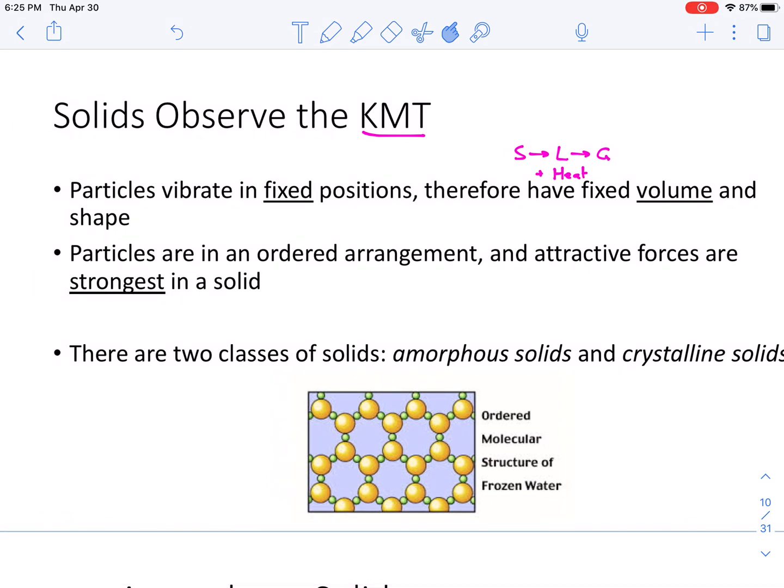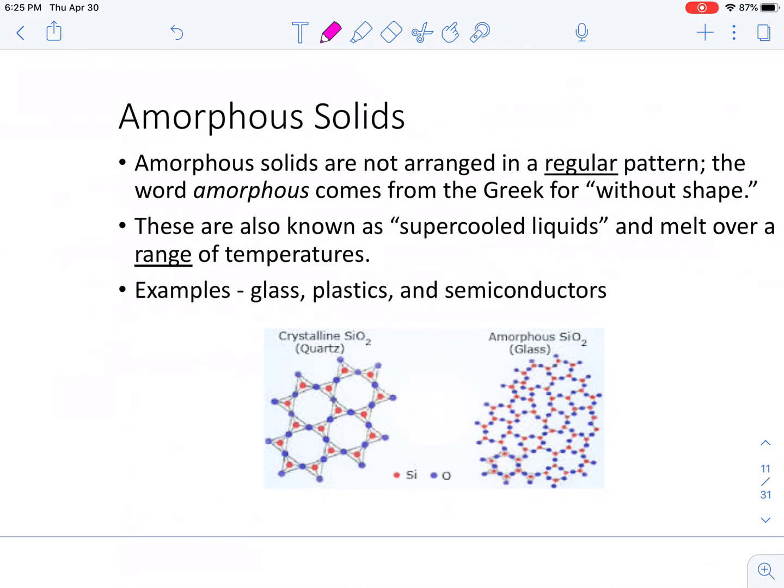So they don't really slide past one another in terms of their atoms, but the atoms or the particles are set in fixed positions. But it does allow them to have really strong forces, right? So the forces between molecules or between atoms or between ions in a solid are typically very strong. And we're going to talk about two broad categories, amorphous and crystalline. So let's talk about amorphous.